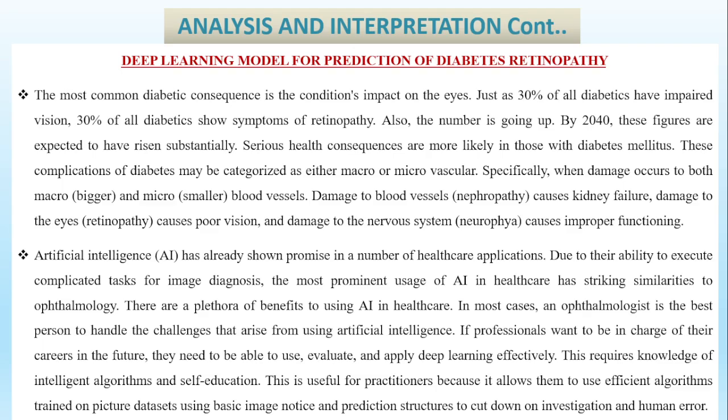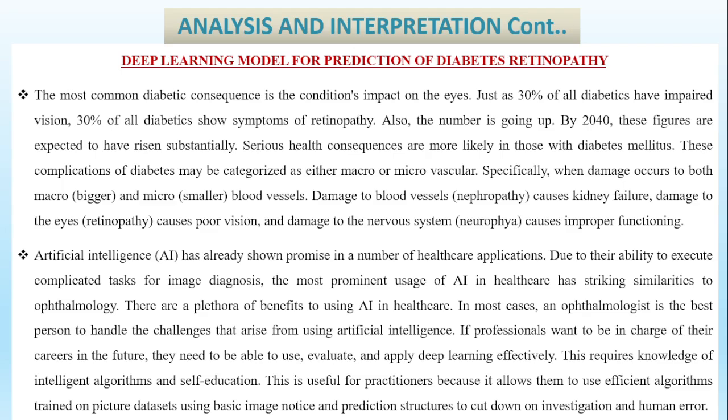Now, artificial intelligence has already shown promise in a number of healthcare applications due to its ability to execute complicated tasks for image diagnosis. The most prominent use of AI in healthcare has striking similarity to ophthalmology. There are a plethora of benefits to using AI in healthcare. In most cases, an ophthalmologist is the best person to handle the challenges that arise from using artificial intelligence.